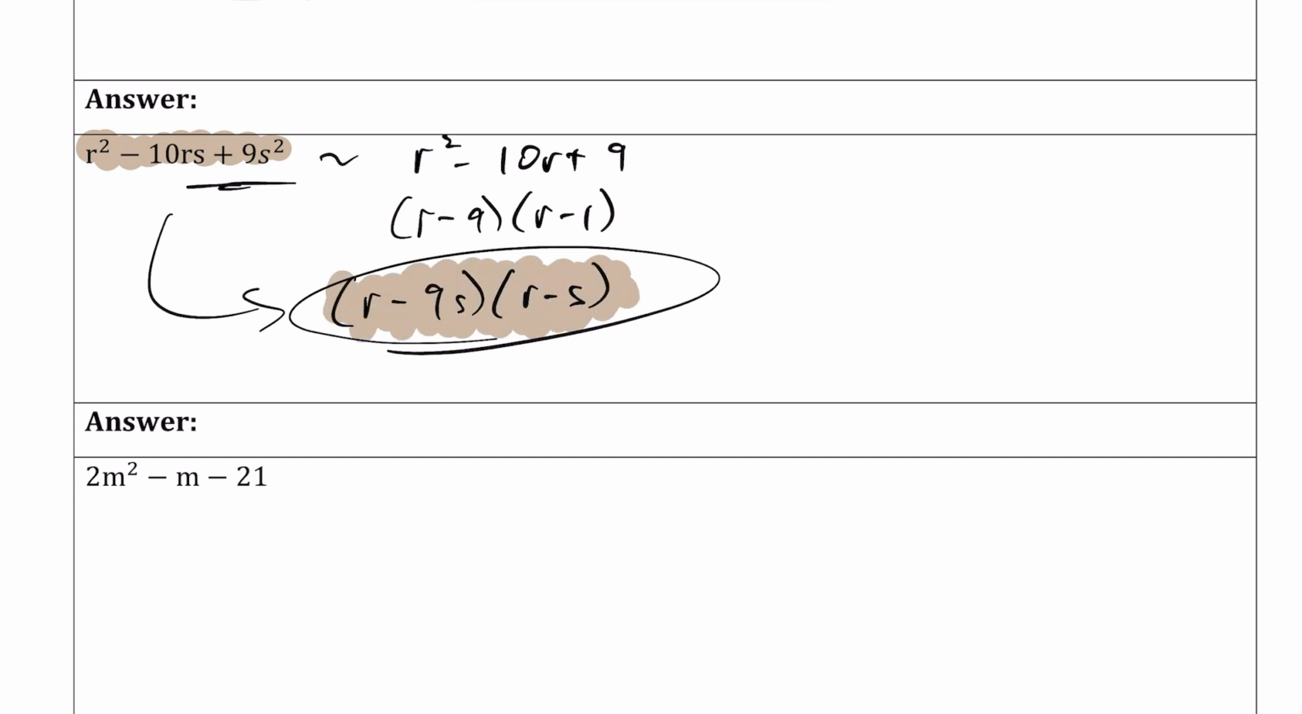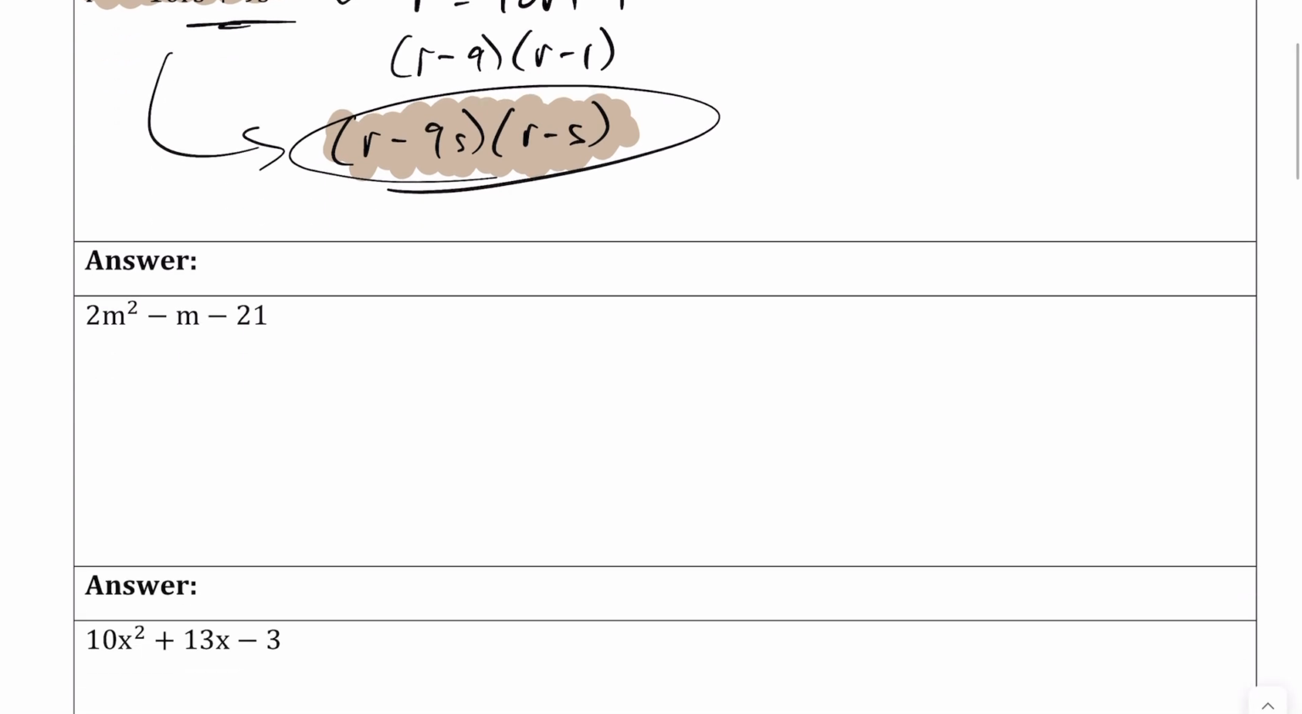So by tacking the s's on in the back here and expanding that out, you'll get your 9s squared that you want. And also taking r times s and negative 9s times r, collecting those together, you get your negative 10rs. All right, taking a look at the next question here, we've got ourselves a complex trinomial this time.